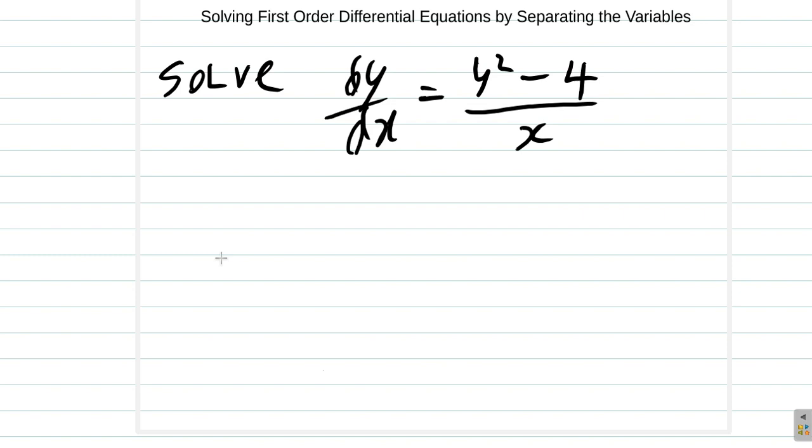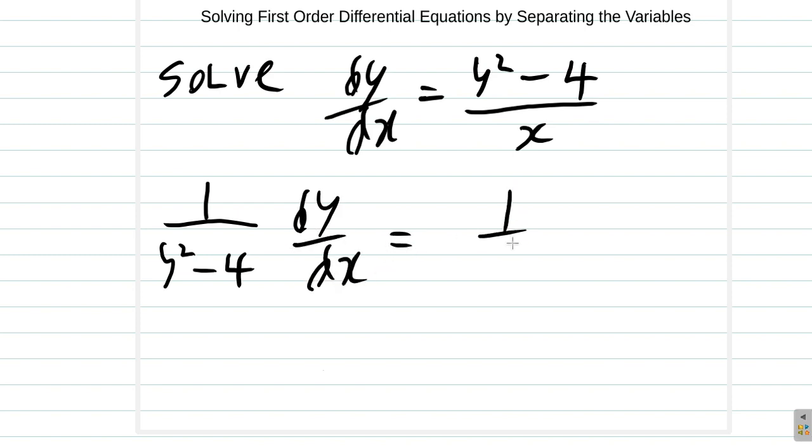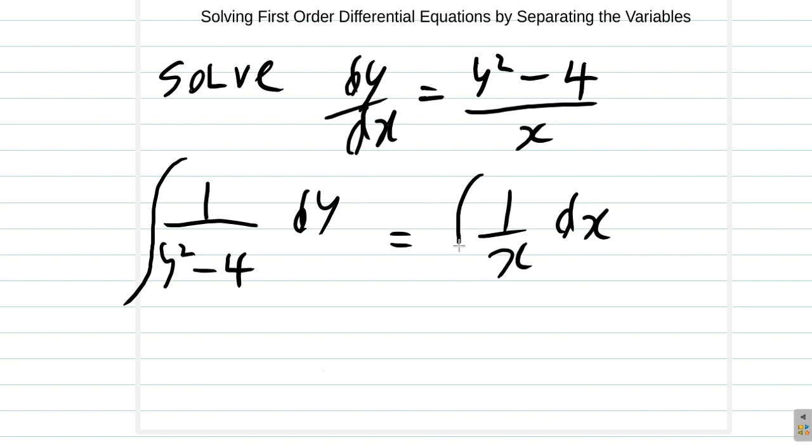Okay, finished? Let's see how this goes. Suppose you divide by y squared minus 4. You would have 1 over y squared minus 4 on the left, and it would cancel itself on the right. dy by dx equals 1 over x. But suppose you multiply by dx. This would cancel itself on the left, and you have dx. Alright, so that's what we have, and then we can integrate both sides.